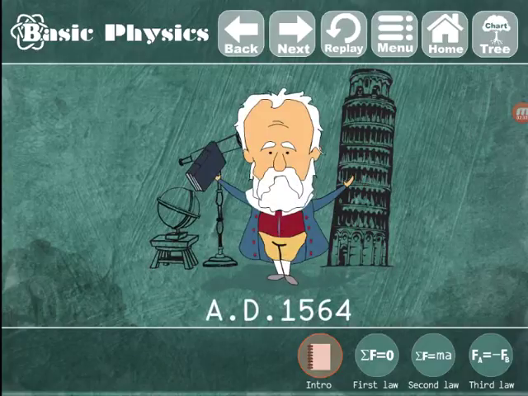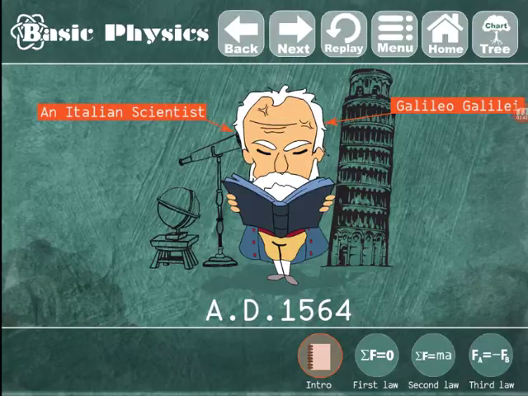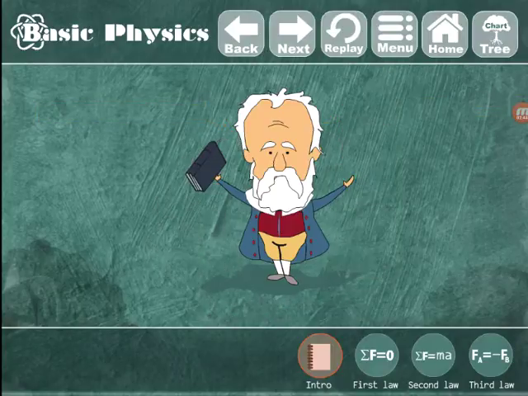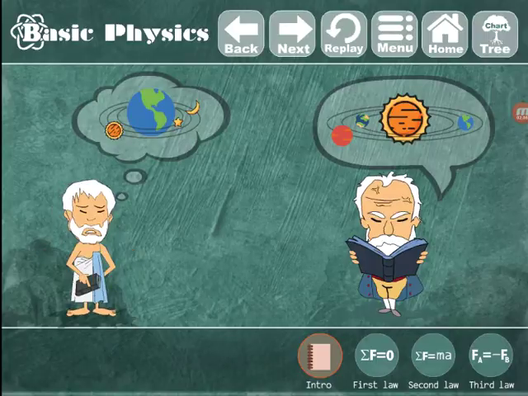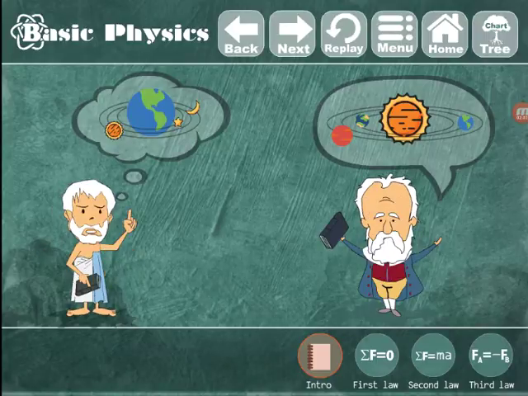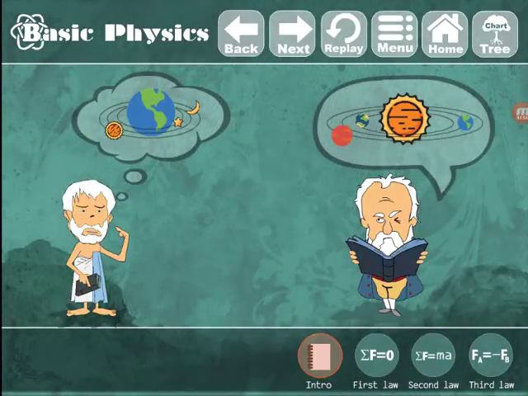1800 years after the time of Aristotle was the time of Galileo Galilei, an Italian scientist. In the time of Aristotle, people believed that the Earth was at the center of the universe. The Sun, Moon, and other planets revolved around the Earth. Galileo explained by using telescopes to observe the motion of the stars and concluded that the Sun was the center of the universe.